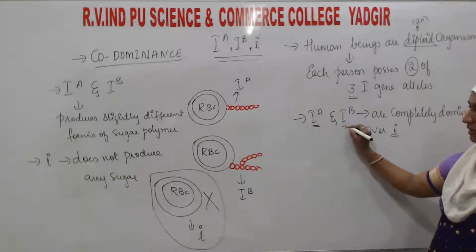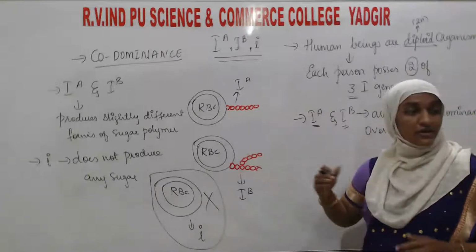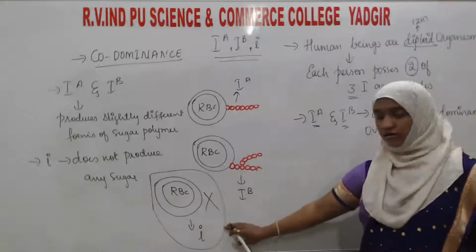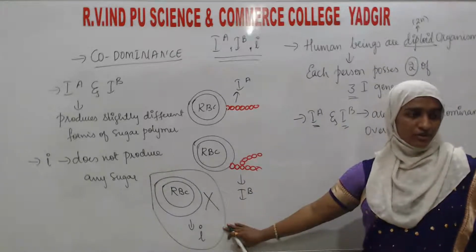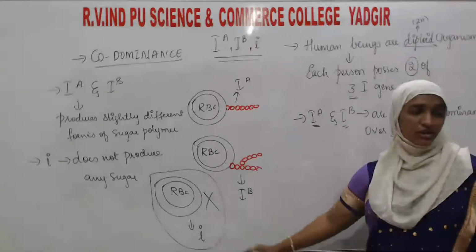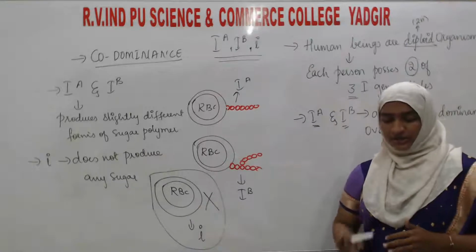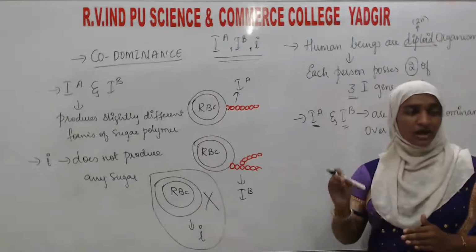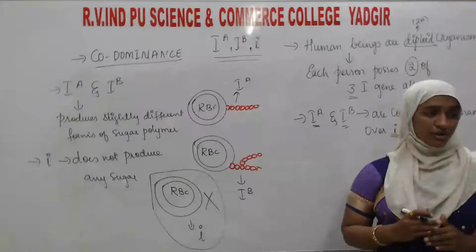Here, as they have the sugar polymer chain, they both are completely dominant over what? This one, which is the recessive one, which does not have any sugar. They are not going to produce any sugar molecule. So IA and IB are completely dominant over which gene? That is the small i.